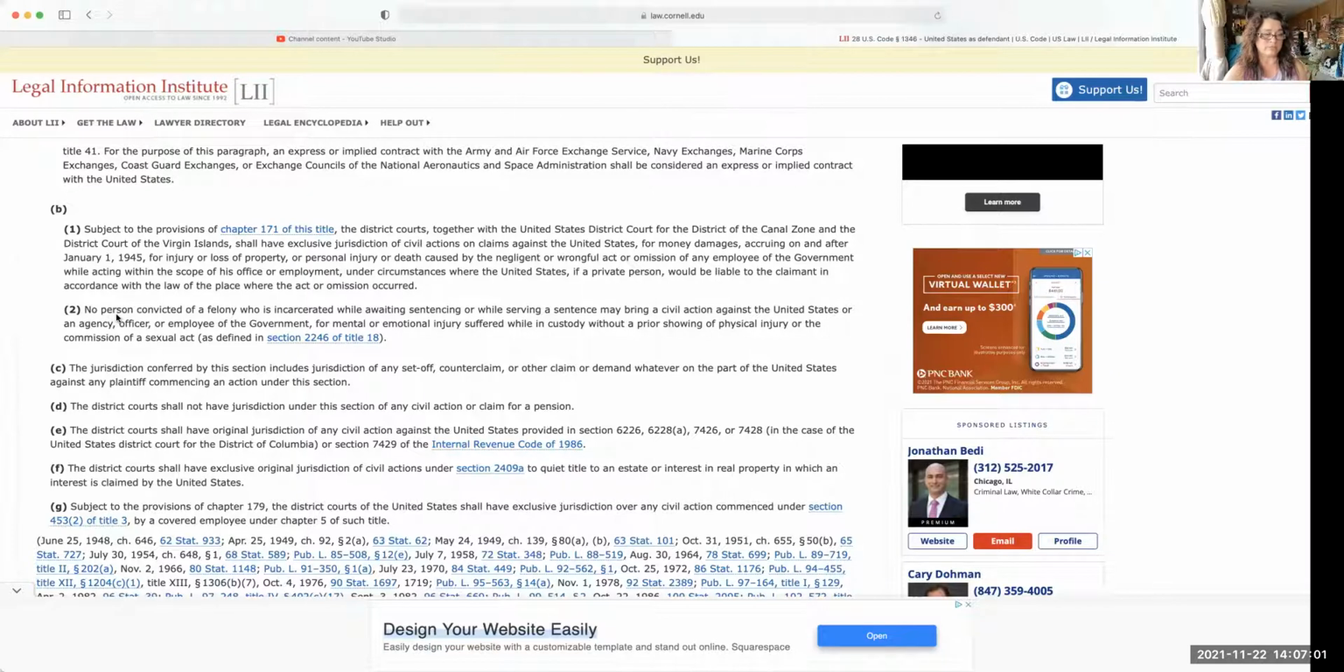Number 2, no person. Hey, are you talking about a personage? No personage convicted of a felony who is incarcerated while awaiting sentencing or while serving a sentence may bring a civil action against the United States or an agency, officer, or employee of the government for mental or emotional injuries suffered while in custody without a prior showing of physical injury. Hey, I got some bruises here. Or the commission of a sexual act. Commission. Somebody's been commissioned to do a sexual act. Oh, physical injury or the commission of a sexual act. What? That sounds weird. As defined in section 2246 of Title 18.